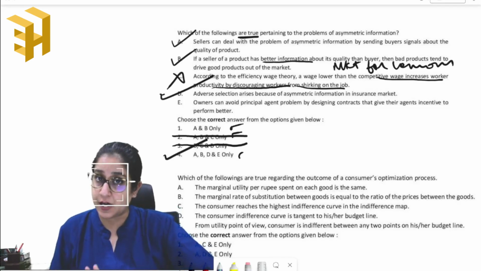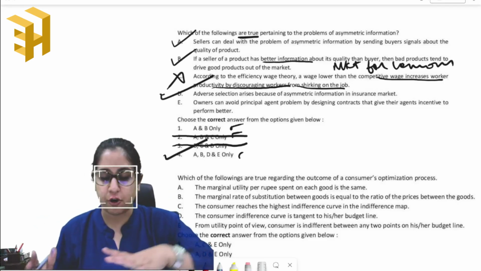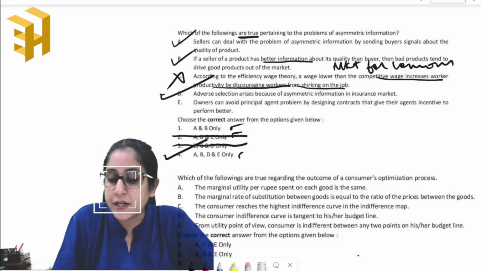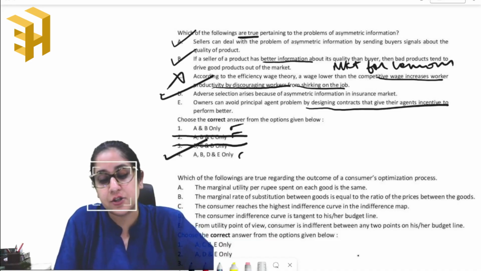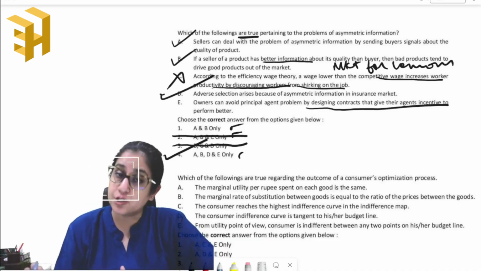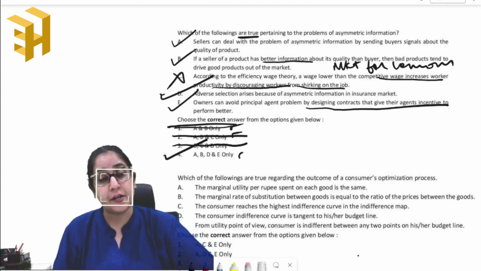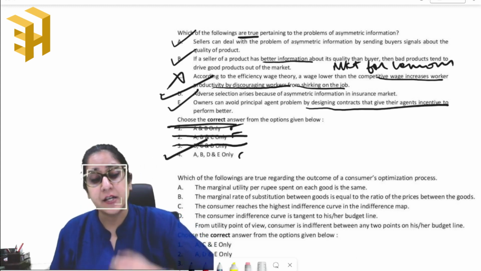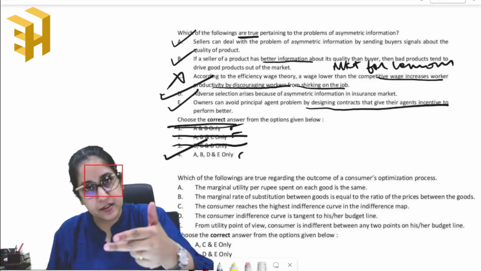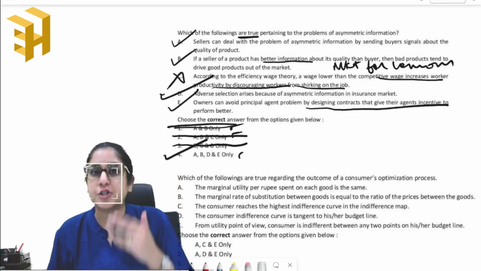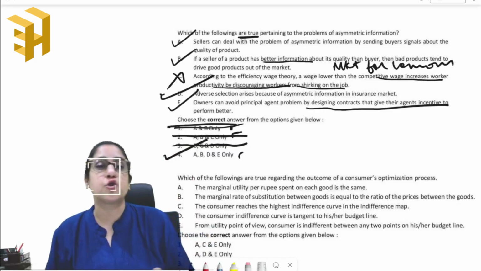But if I have time, why not go about it just to make myself completely sure. So owners can avoid the principal-agent problem by designing contracts that give their agents incentive to perform better. That is true. This is also true. So we can strike out option 1. So the strategy here is to read the first statement and filter out the options. Then the second statement, filter out the options. That's the strategy we are going to adopt through all such questions.